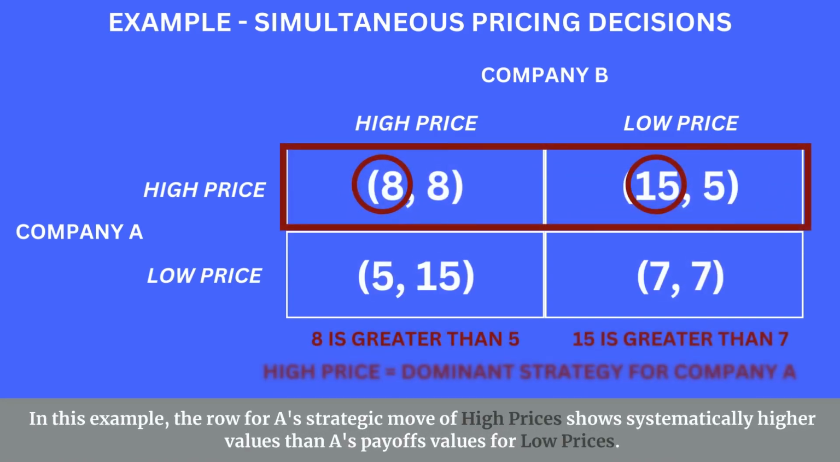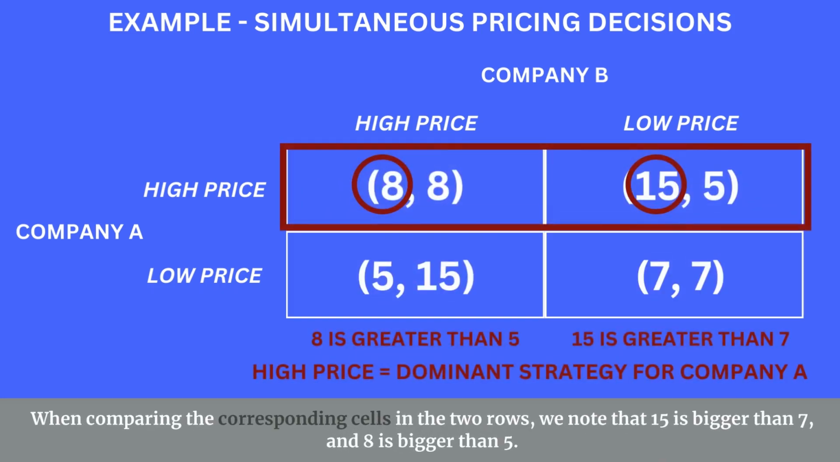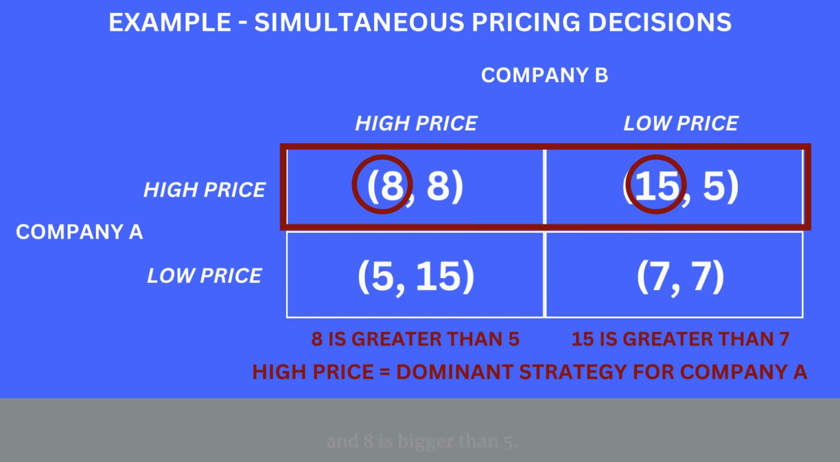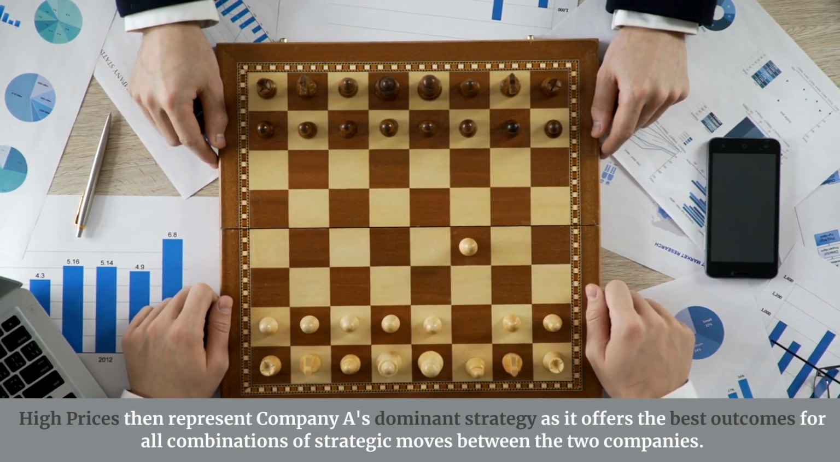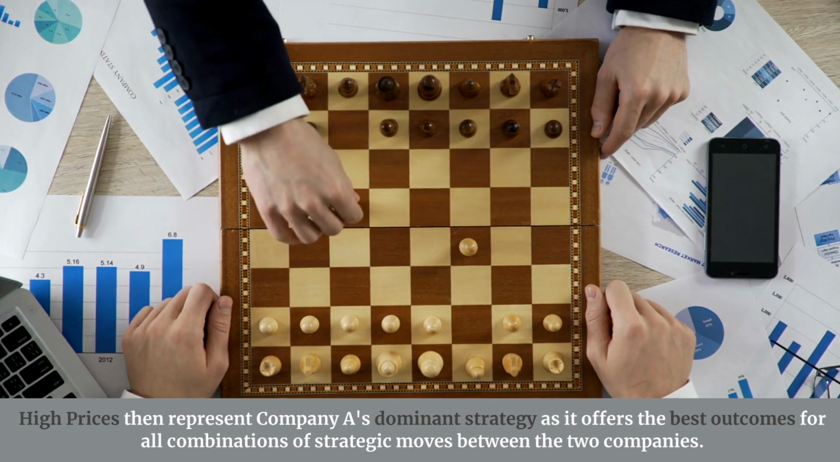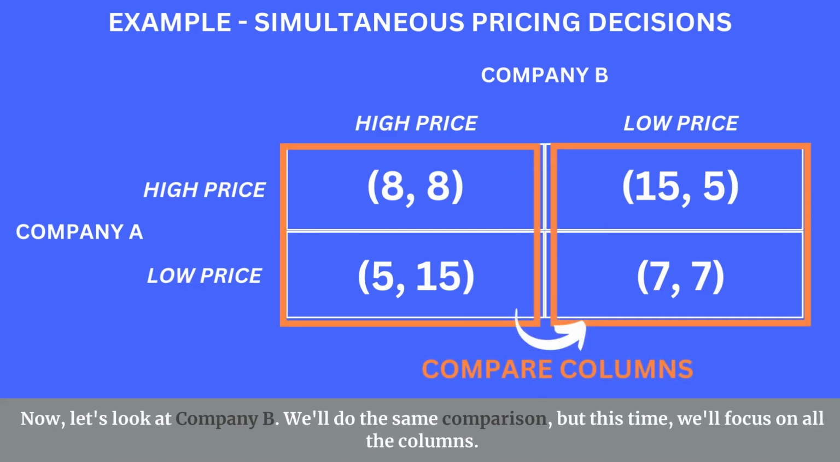In this example, the row for A's strategic move of high prices shows systematically higher values than A's payoff values for low prices. When comparing the corresponding cells in the two rows, we note that 15 is bigger than 7, and 8 is bigger than 5. High prices then represent Company A's dominant strategy as it offers the best outcomes for all combinations of strategic moves between the two companies. Now, let's look at Company B.